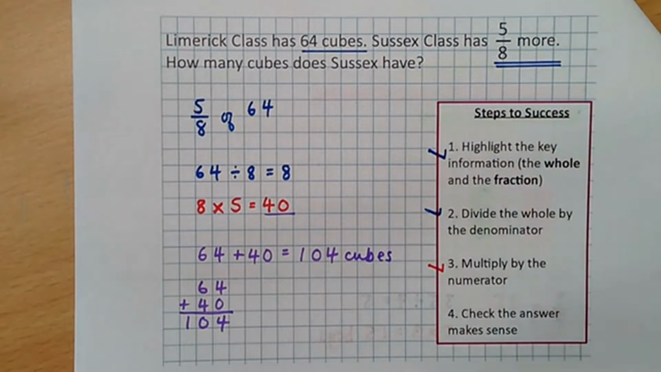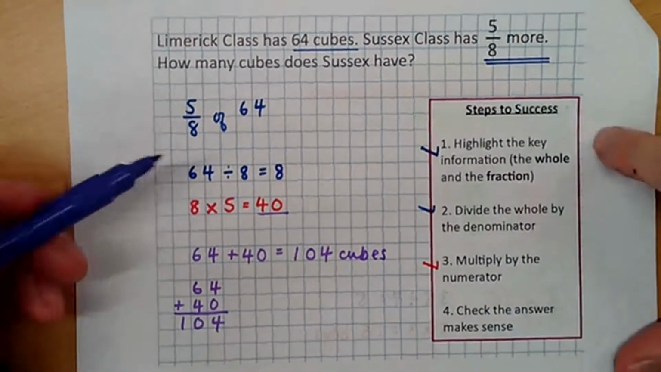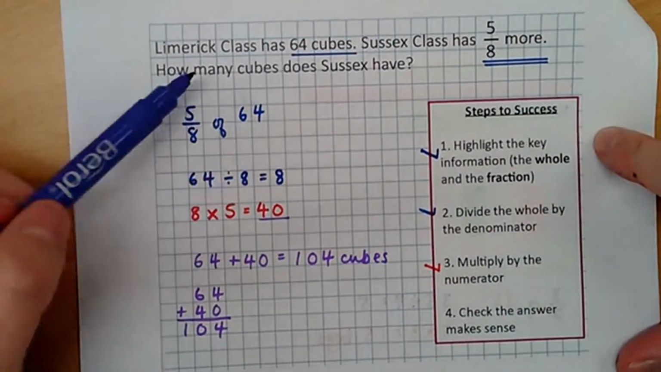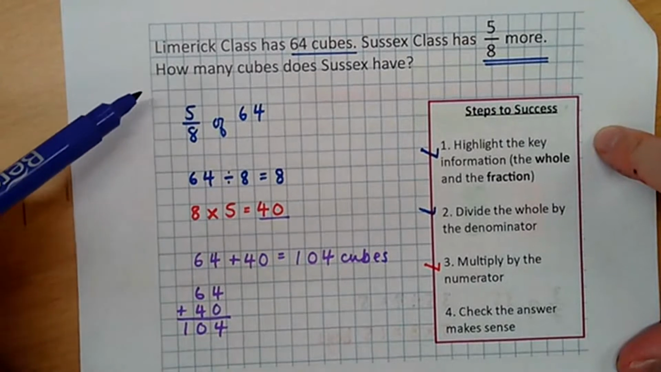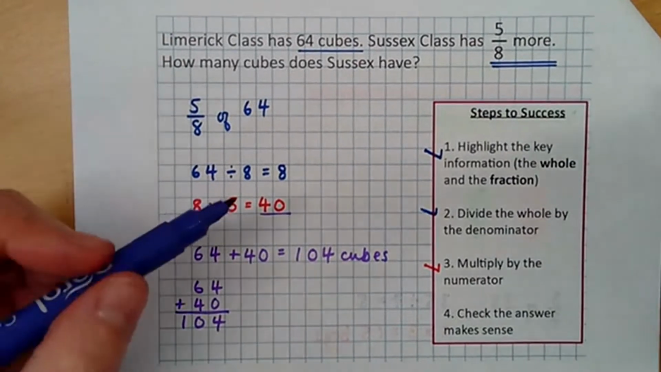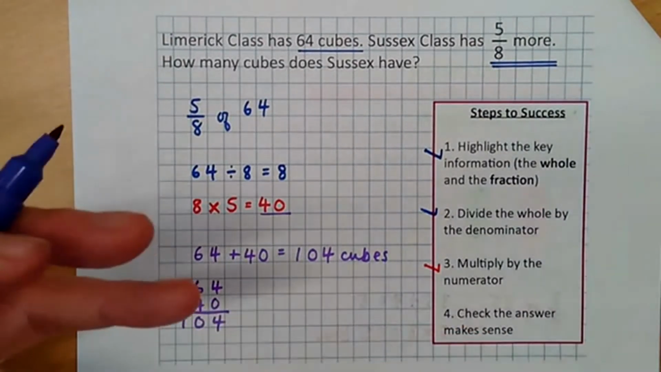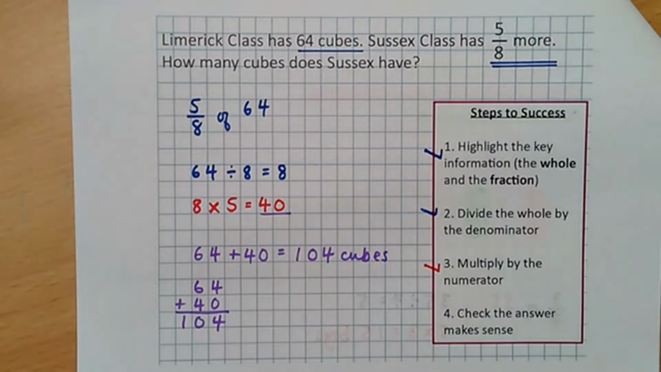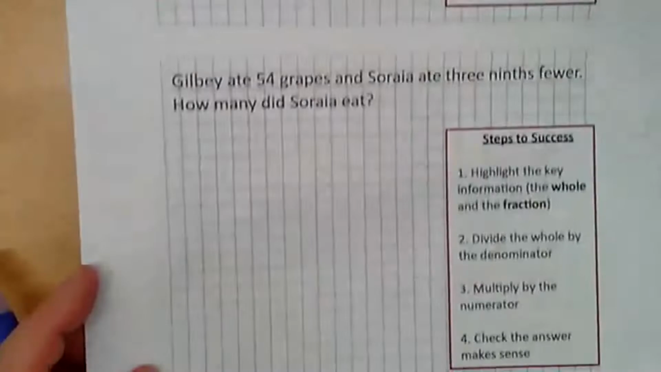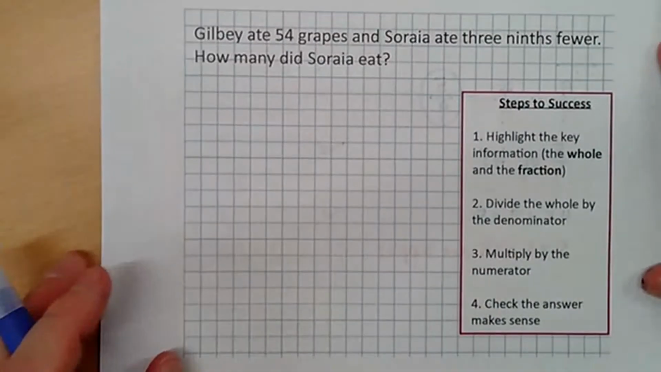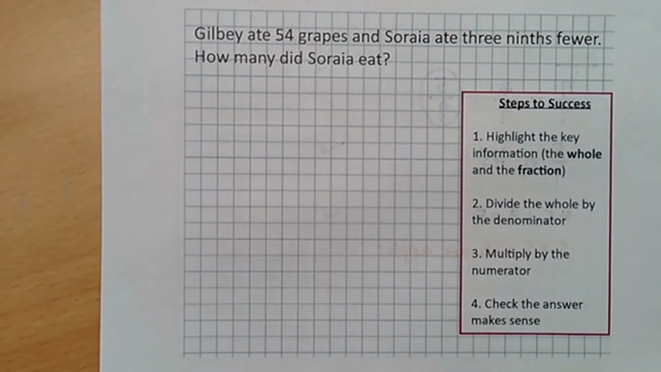Now these steps to success will help you calculate the fractions, but you need to read the question very carefully because it might be asking you to perhaps add or to subtract from a total at the end. Let's take a look at this one. Gilby ate 54 grapes and Soraya ate 3/9 fewer. How many did Soraya eat?